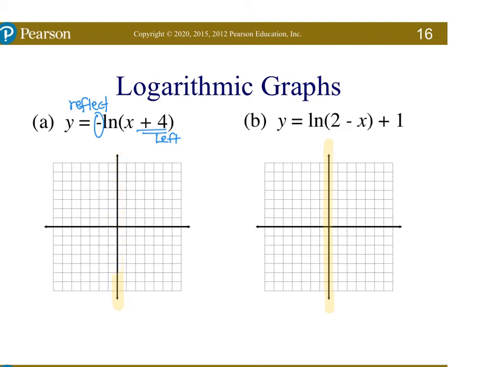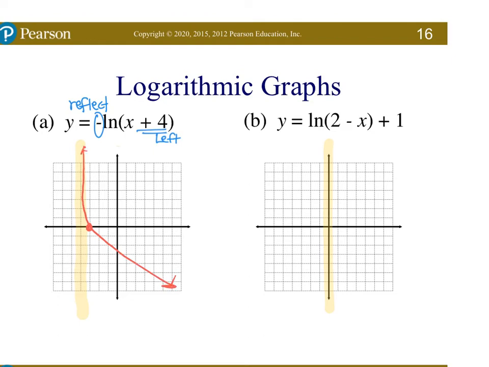Okay, so I'm taking off my asymptote and I'm going to move my asymptote 4 units to the left. So that'll be coming down here. And then my graph will be coming down along that asymptote and then curving down toward negative infinity.